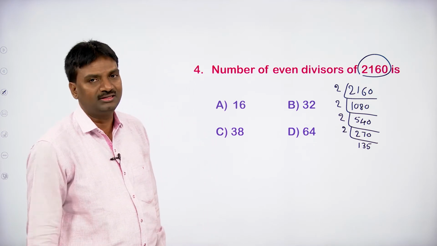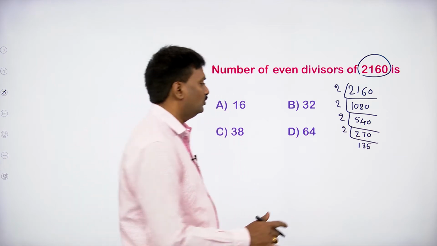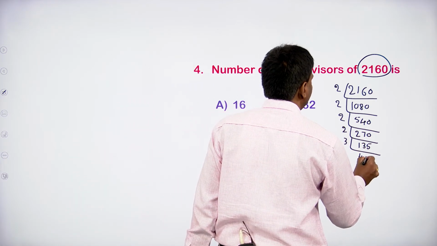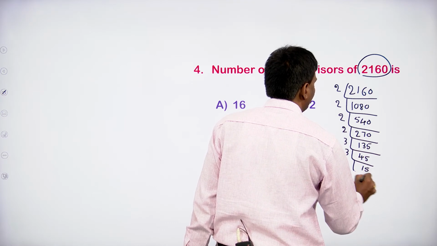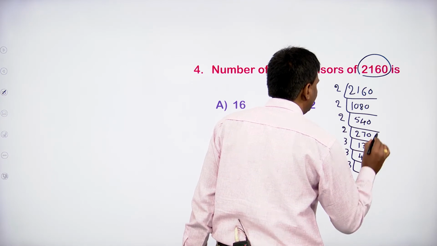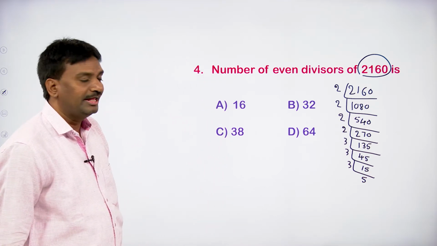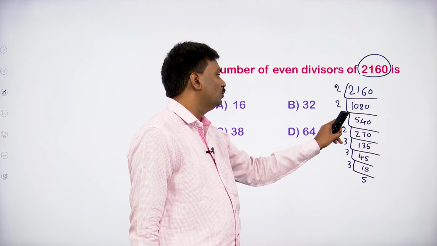Next let us check whether 3 is a factor or not. 1 plus 3 is 4, 4 plus 5 is 9. So we can take 3. 3 fours are 12, 3 fives are 15. Again by taking 3, 3 fifteens are 45. Again by taking 3, 3 fives are 15. Stop it. 5 is a prime number. Now we can express the number 2160 as 2 into 2 into 2 into 2.